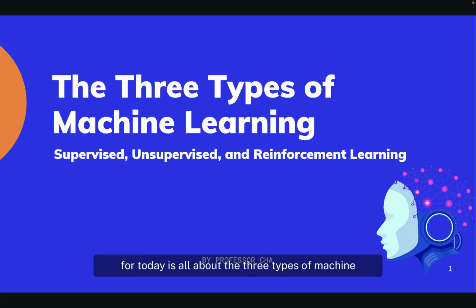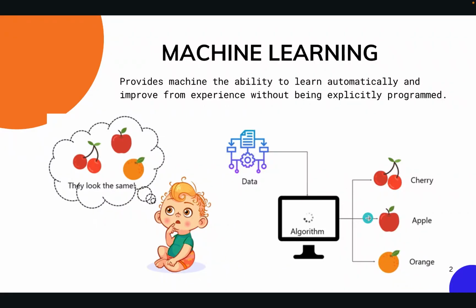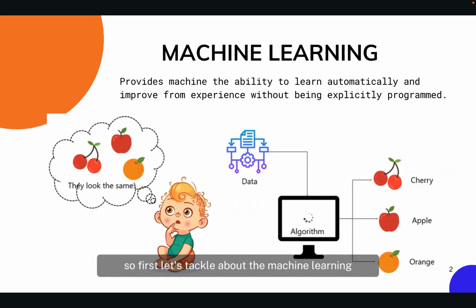My presentation for today is all about the three types of machine learning, which are supervised, unsupervised, and reinforcement learning. So first, let's tackle machine learning. It provides the machine the ability to learn automatically and improve from experience without being explicitly programmed.